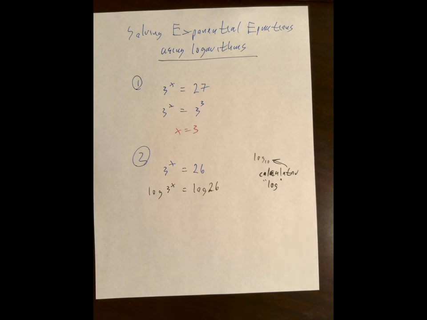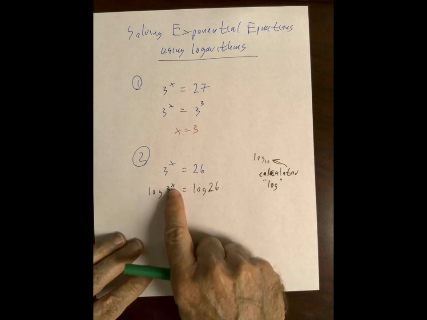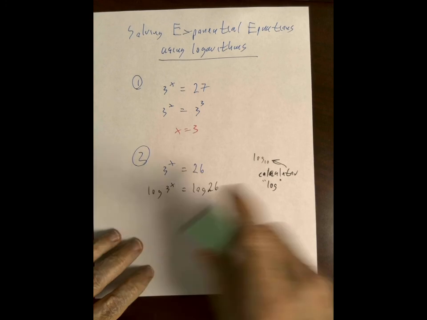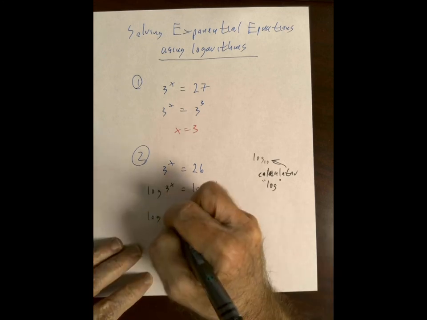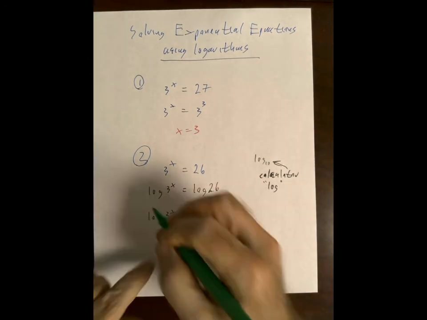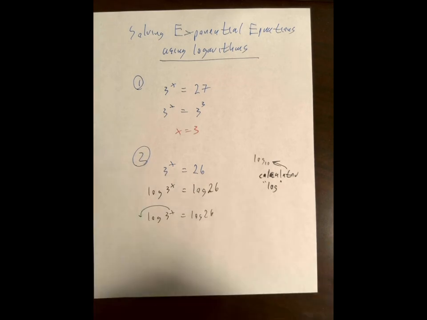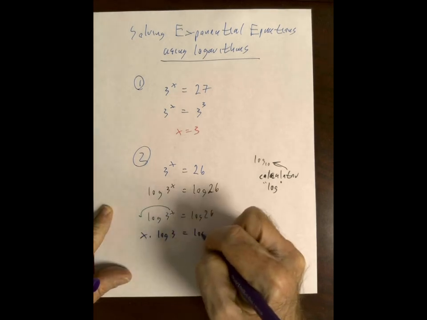Now, what does that get us? Well, you can see that we're now going to use one of our laws of logarithms: the exponent on the inside becomes a coefficient on the outside. So we've got log of 3 to the x is equal to log 26. This x can swing to the outside, giving us this equation here in purple: x times log 3 is equal to log 26.